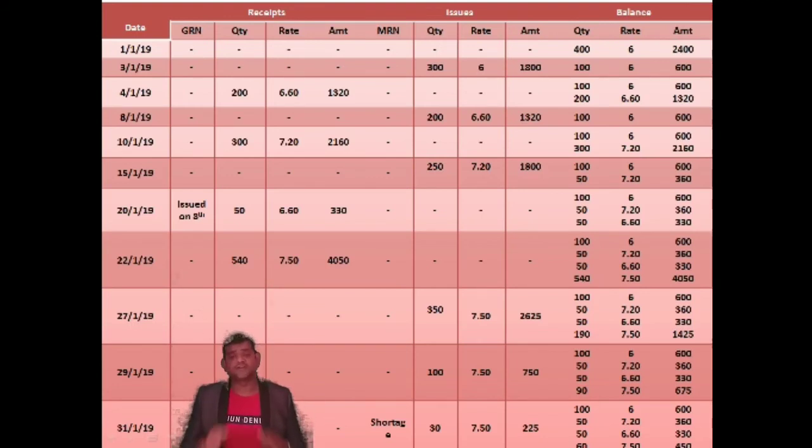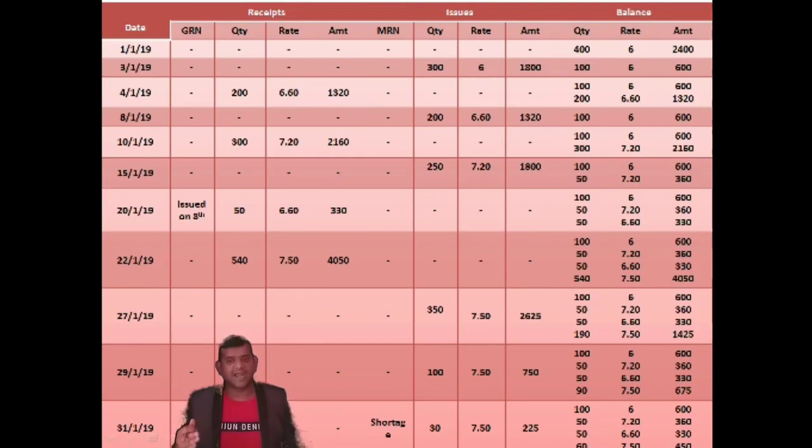Now we are supposed to calculate closing stock under working note. Open the working note, calculation of closing stock. Open a small table: quantity, rate and amount. Under quantity 100, rate is rupees 6, amount 600 rupees. 50 units, 7 rupees 20 paise per unit, 360 rupees. Then 50 units, 6 rupees 60 paise, 330 rupees. Then 60 units, 7.50 rate, so the amount comes to 450 rupees.